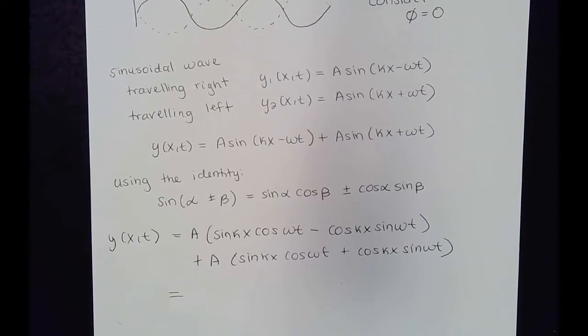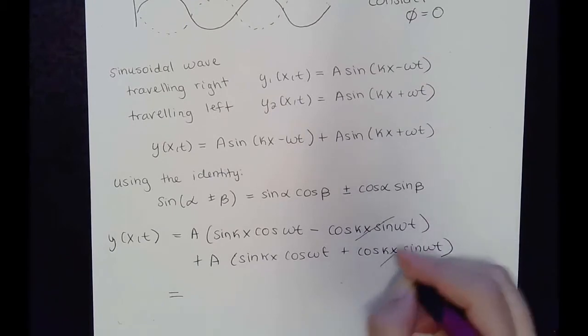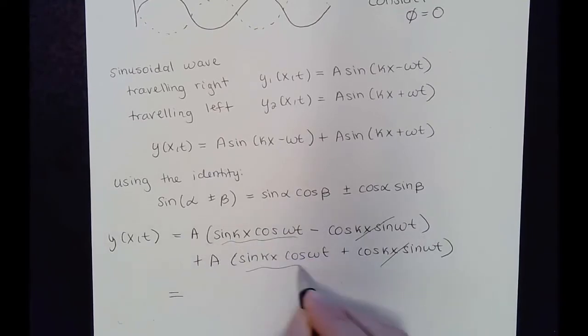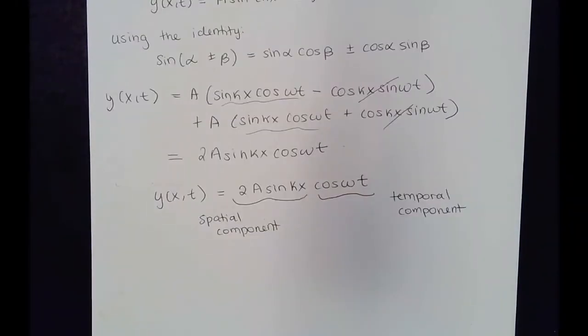If we look at this, what we're left with is these two terms canceling here. We have one positive and one negative, even when we multiply in the a. So then we'll have two of these two terms which are identical. So 2a sine kx cos omega t. So instead of a traveling wave function, we end up with this standing wave function where the spatial component and the temporal component are essentially separated.